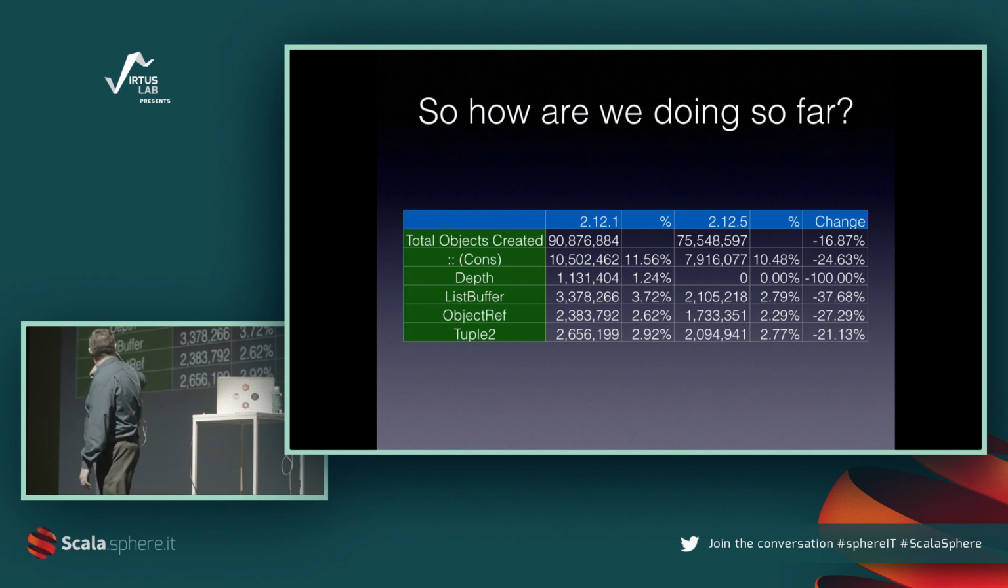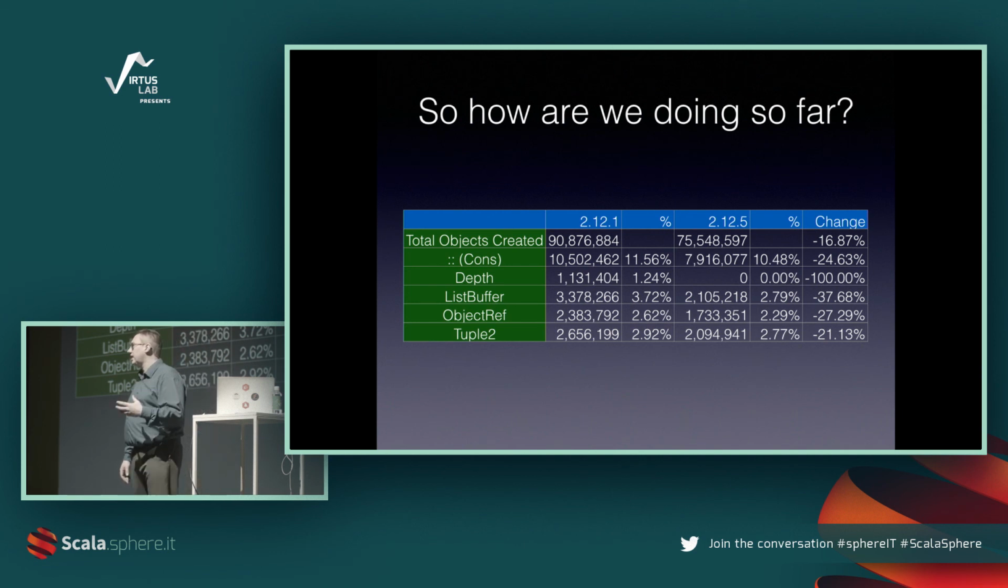You can see the cons improvement there. Depth is an interesting one. We're going to come back to that one, as we are with ListBuffers. ObjectRefs are where you have a closure and you have to pass in a reference to the outer scope. So there's some interesting stuff there.